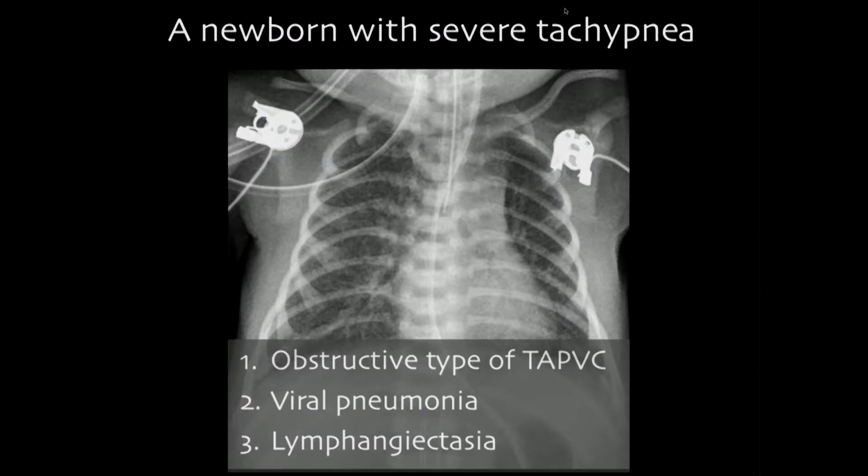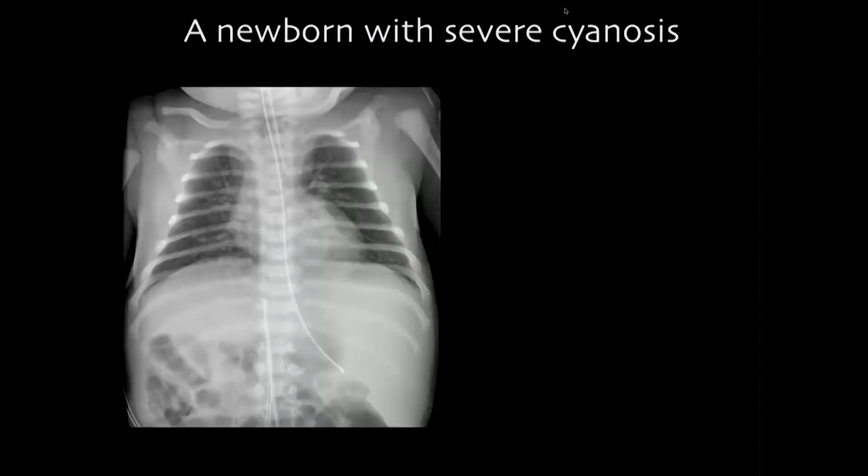However, usually the reticular patterns are more prominent, and the lengths of those small strands are longer. Okay? But I don't have any dividing criteria to differentiate pulmonary venous hypertension and lymphangiectasia. Viral pneumonia can show similar findings, okay?